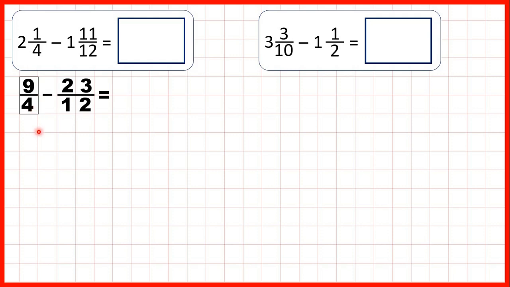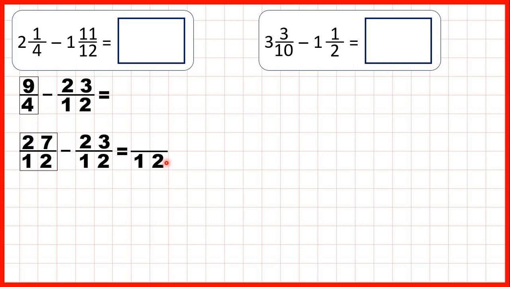9 quarters is the same as 27 twelfths. That's because we use multiplication to find equivalent fractions. 4 times 3 is 12 and 9 times 3 is 27. And we know that we're subtracting 23 twelfths, so now we have a common denominator, so the denominator stays the same in our answer, and 27 minus 23 is 4. So our answer is 4 twelfths.